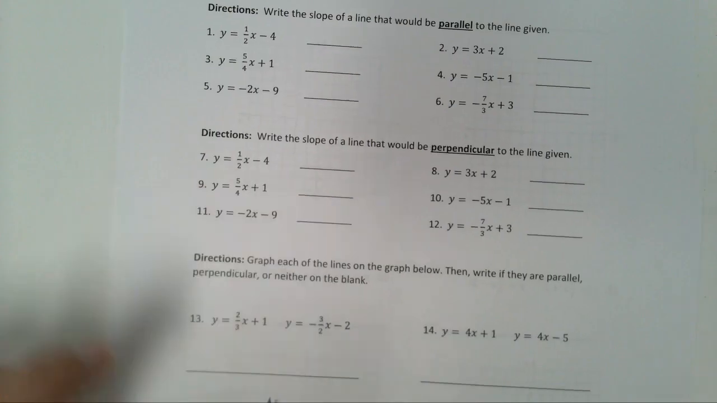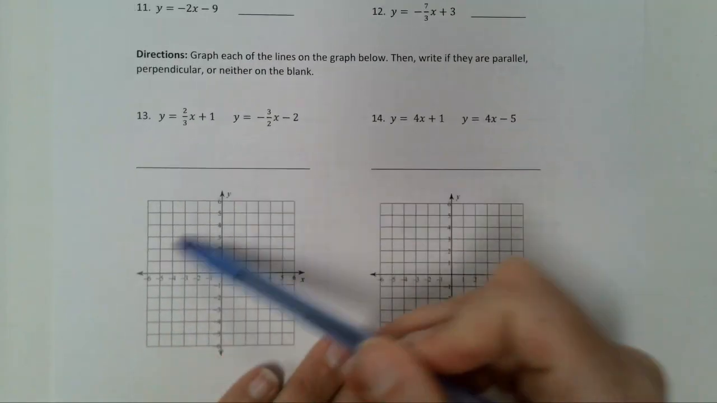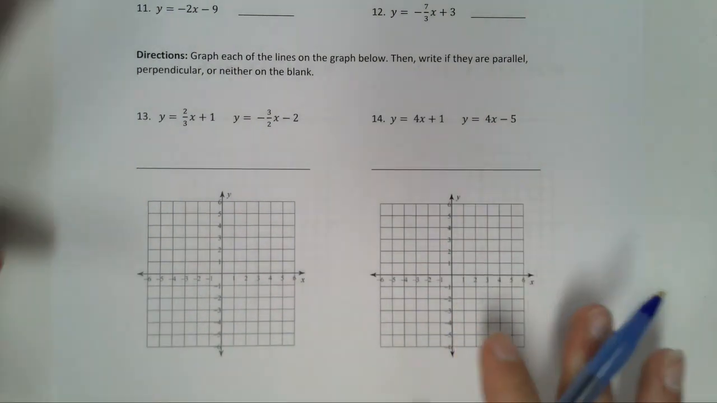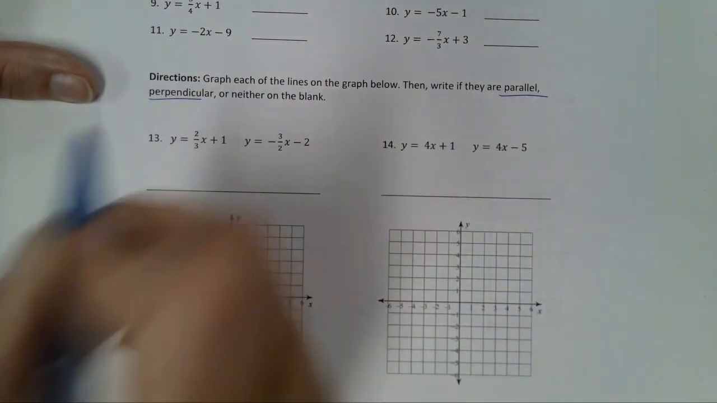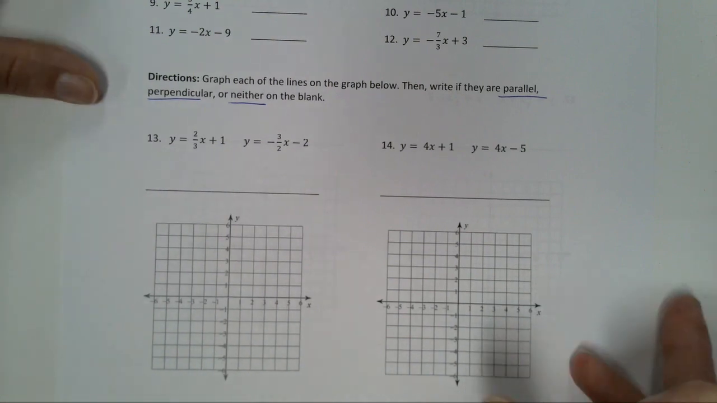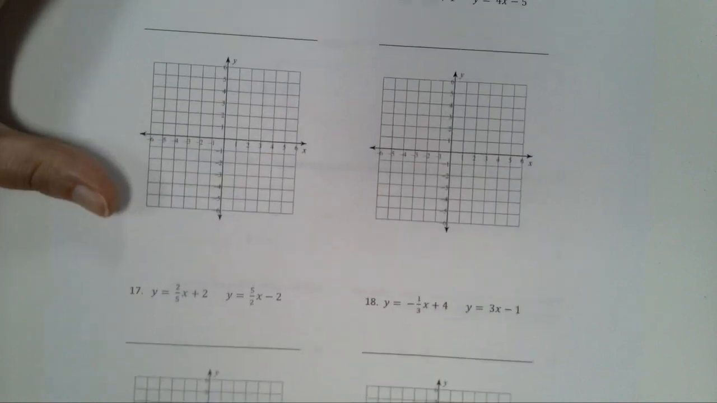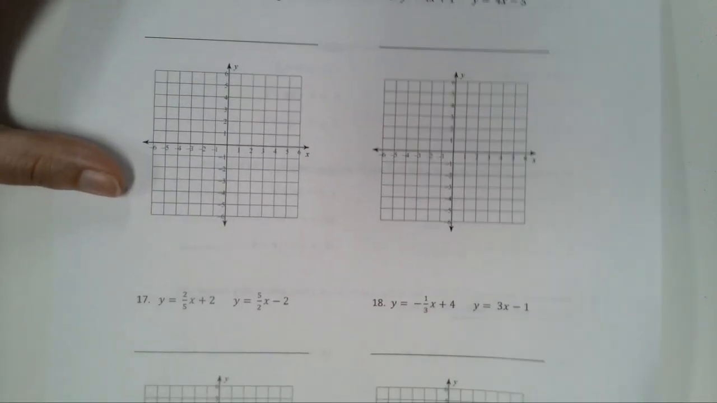And then for the last few problems, you're going to graph the lines on the graph that I'm giving you, and then you are going to tell me if they're parallel, perpendicular, or some of them might be neither, okay? So pay attention. Not all of them are going to automatically be parallel and perpendicular. There could be a couple in here that are neither. And then there's a couple more on the back. Same things. Graph the lines and then tell me if they're parallel, perpendicular, or neither. All right, let's do this.